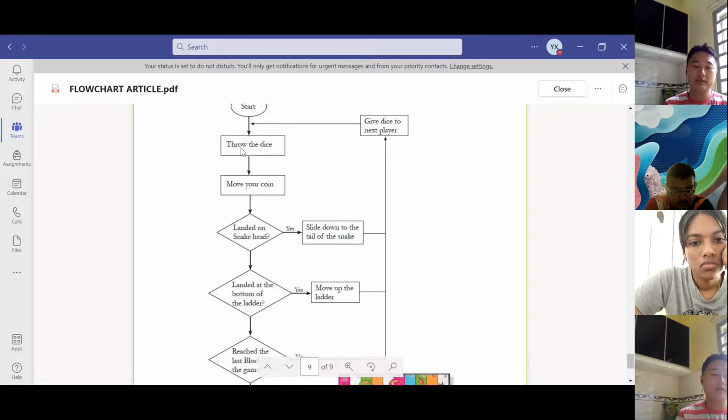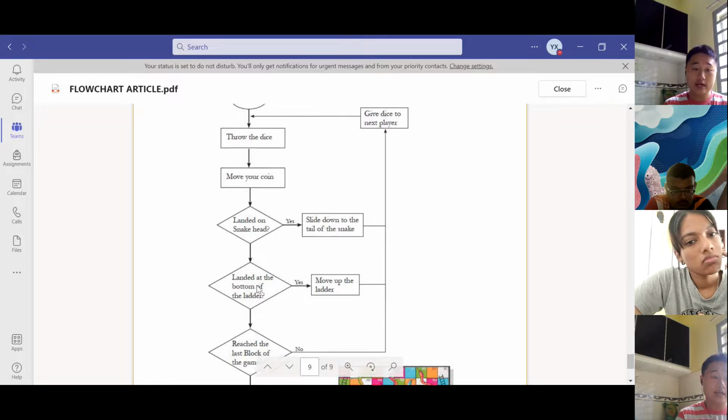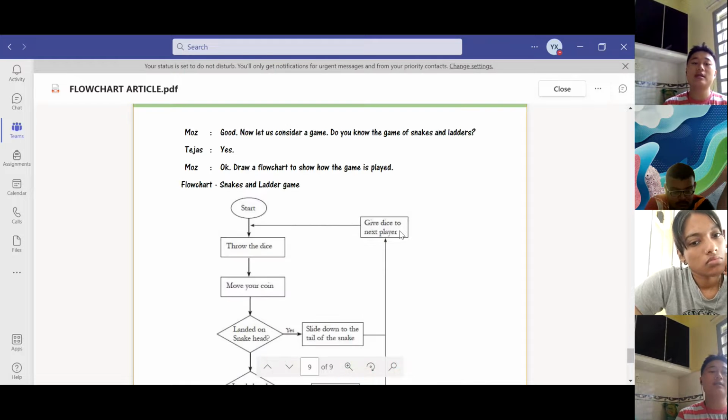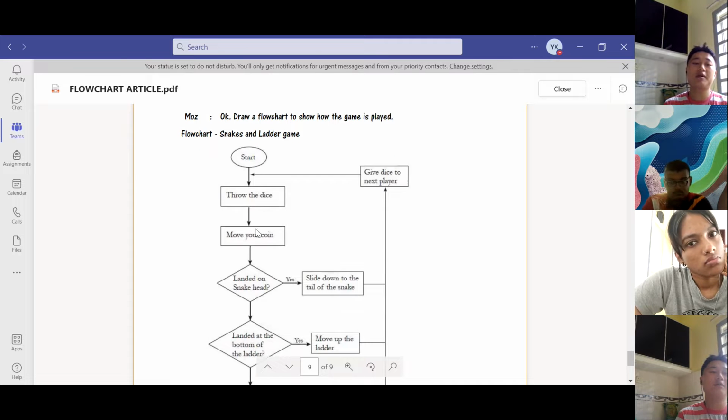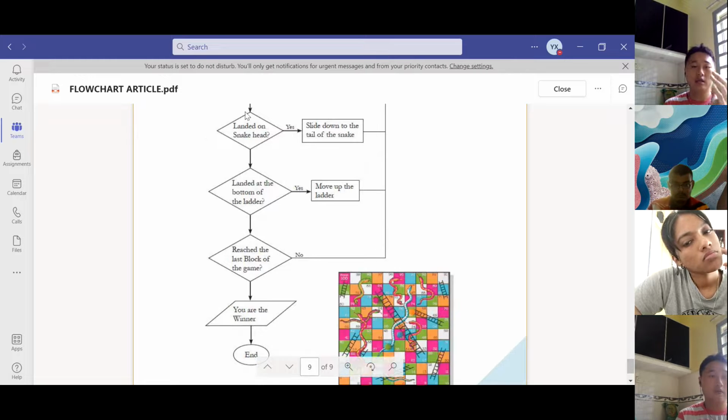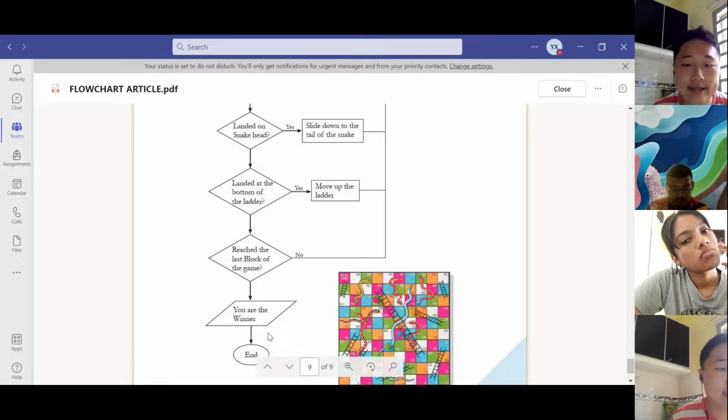The third player throws the dice, moves his coin, and if he reaches the last block of the game, no, then he gives the dice to the next player, the fourth player, who throws the dice and moves his coin. If none of the above happens but he reaches the last block of the game, if yes, he's the winner, and then the end.